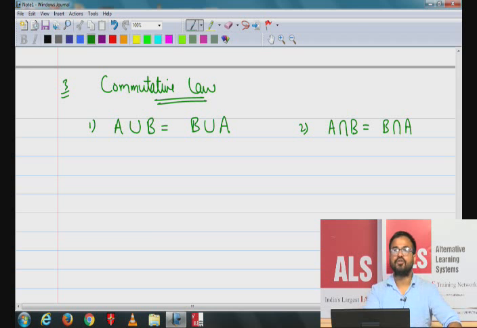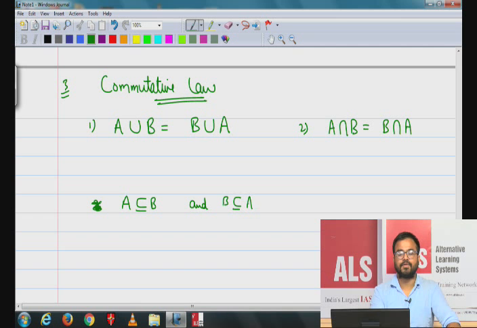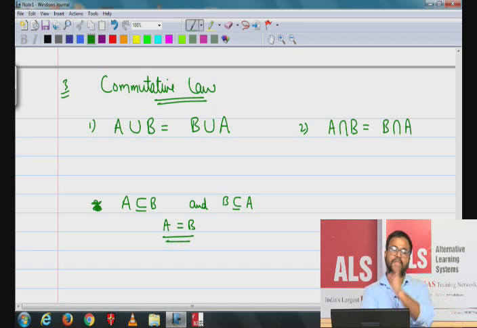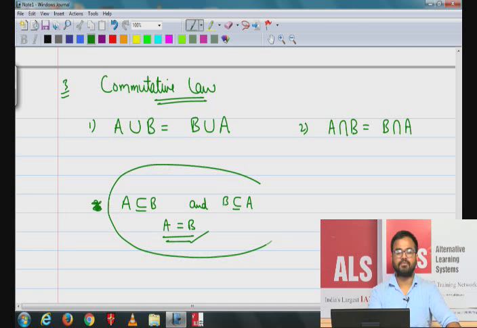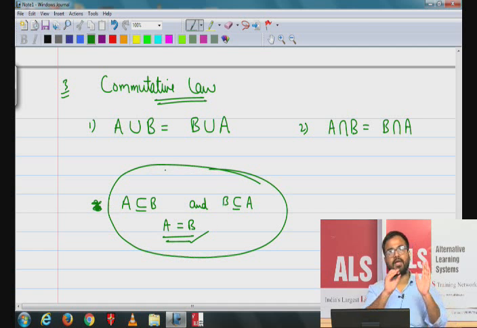While doing the subset, you must remember that if I say A is a subset of B, and B is a subset of A, then only we can say both are equal. If A is a subset of B and B is also a subset of A, if both things are satisfied, then only we can say that A and B are equal. This is the whole concept which we are going to use in proving every law.